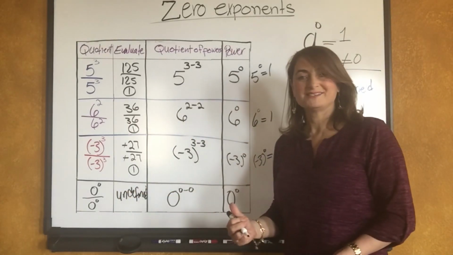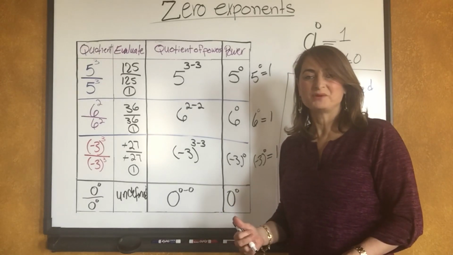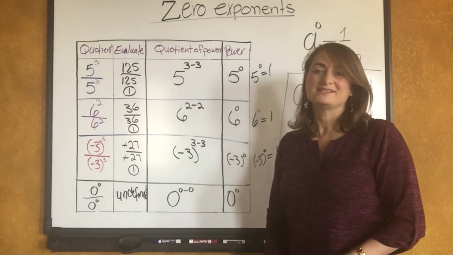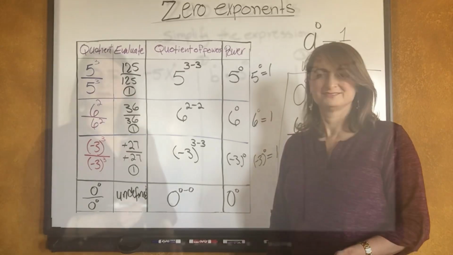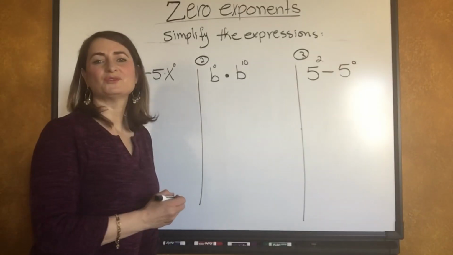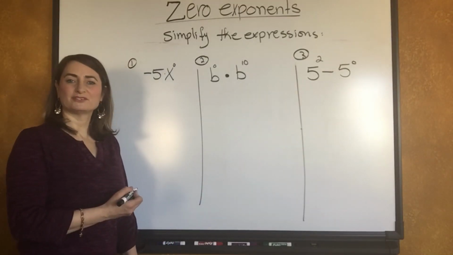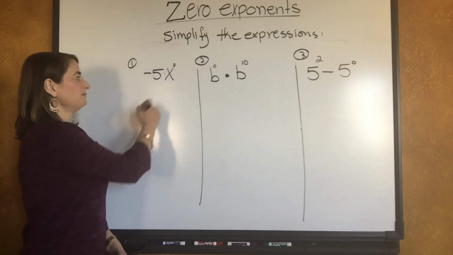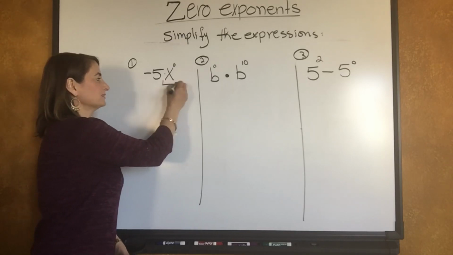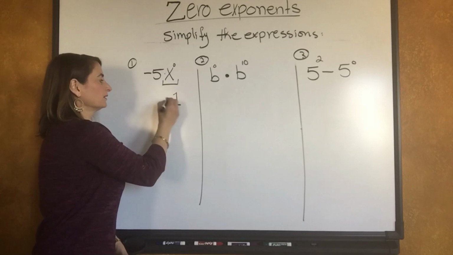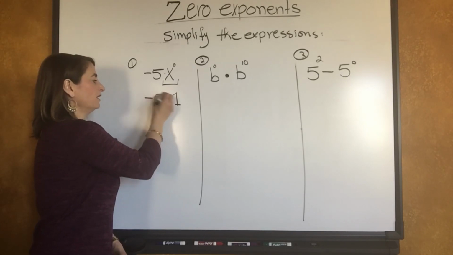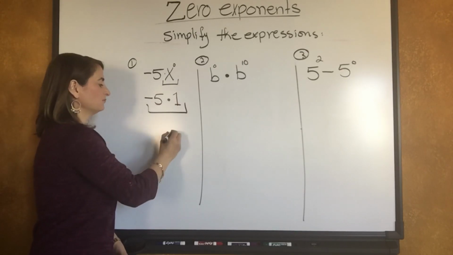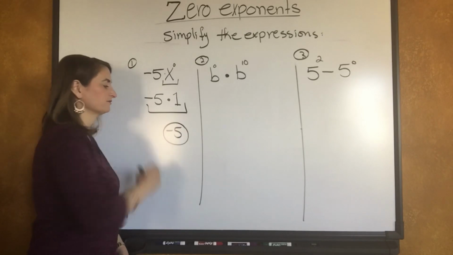So let's try practicing simplifying and evaluating expressions that contain 0 exponents. Now we're going to evaluate those 3 expressions. Let's look at the first one. Negative 5 times x to the power of 0. We know x to the power of 0 equals 1, times negative 5. Negative 5 times 1 is negative 5, and that's your answer for the first one.